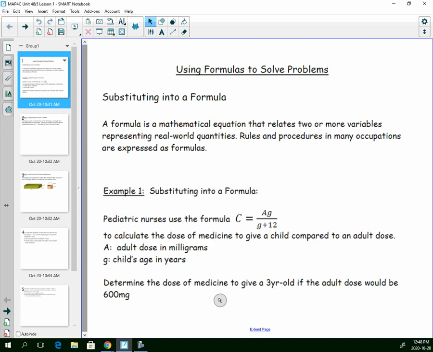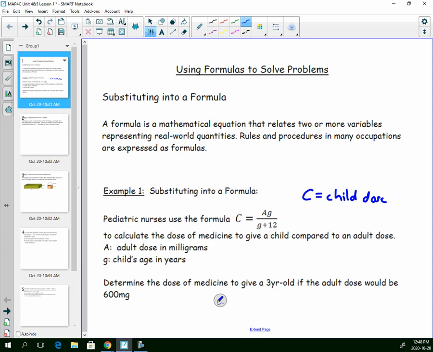So when you go into a hospital, you might have measurements for an adult dose, but you have a child that you have to treat. So you want to convert that adult dosage to how much you would give a child. So C is going to represent the child dose. And then A is representing the adult dose, and G is representing the child's age in years.